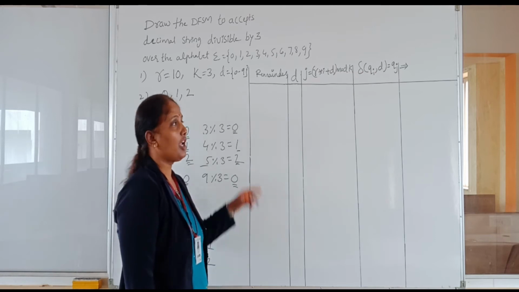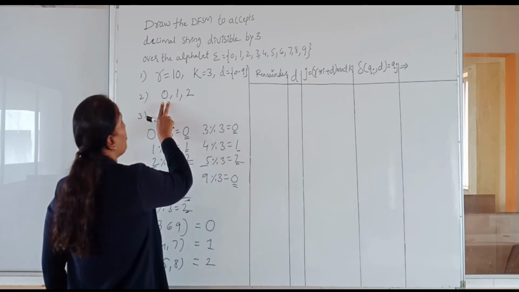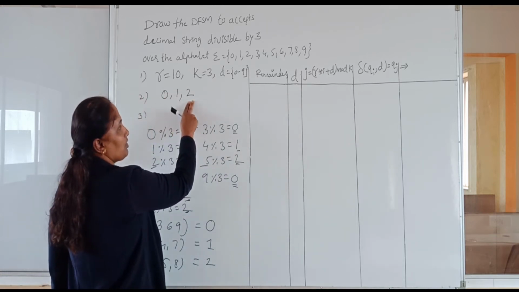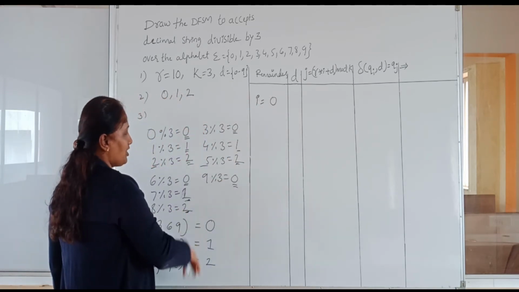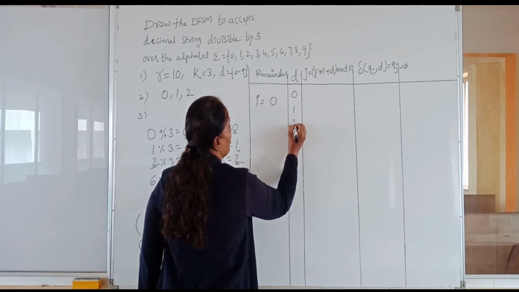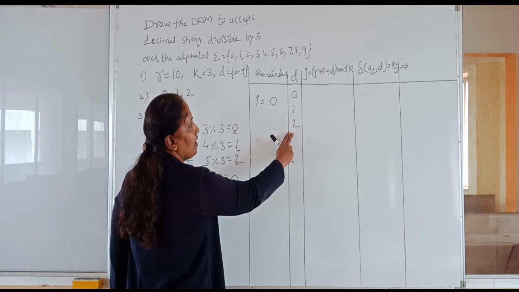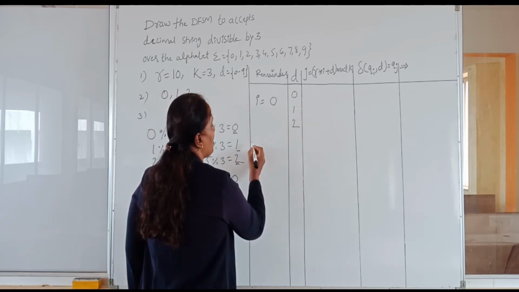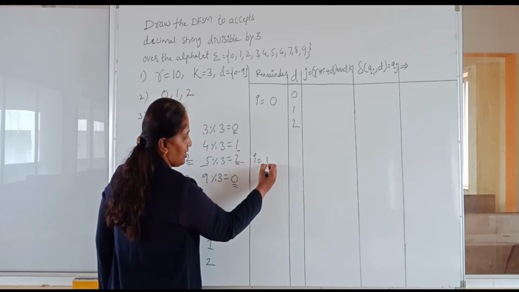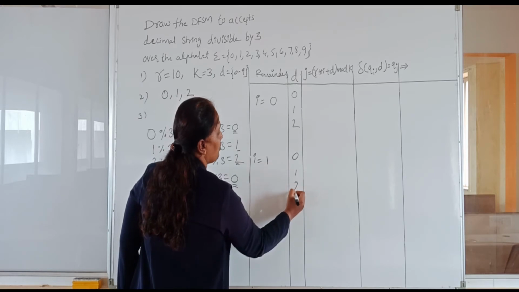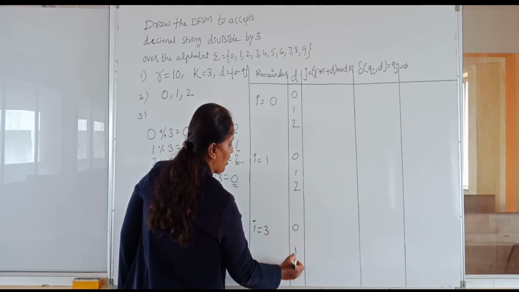Next step is I am going to find the transitions. So I am going to find the transitions for the possible remainders. That will be my I value. So I equal to 0, the digits are 0, 1, 2. For this remainder, I am going to find the transitions for the digits 0, 1, 2. Next, I am going to consider the second remainder, that is 1, with 0, 1, 2. Next group is I equal to 2 for the possible digits 0, 1, 2.